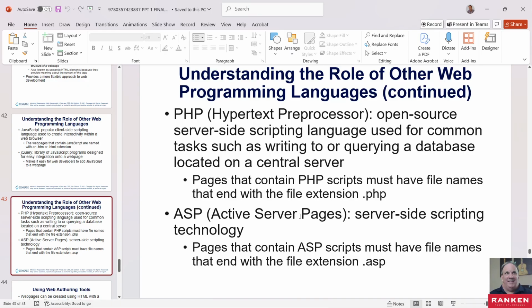Active server pages, that's another server-side scripting technology that was created by Microsoft. Pages that contain ASP scripts must have file names that end with the extension .asp. Yeah, and I didn't mention PHP is .php.